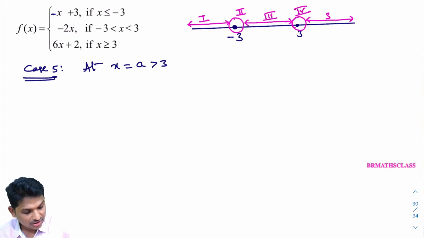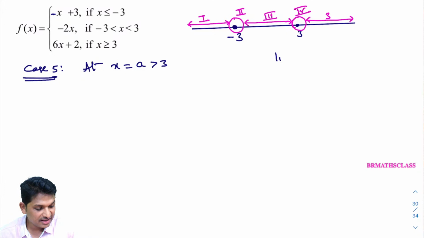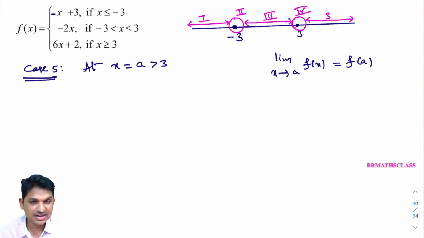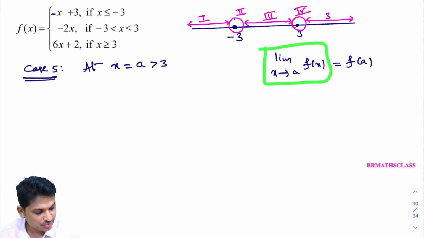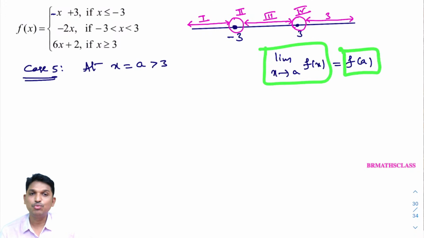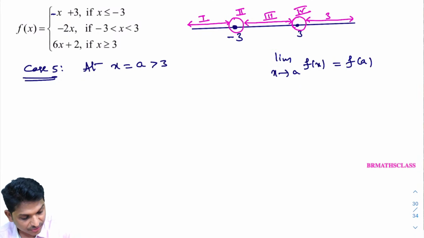Okay, right. So what is the hero of this story? If limit x tends to a, f of x equals f of a, then we say that the function is continuous at x equal to a. So what I'll do, first I'll calculate this one, next I'll calculate this one. If both are equal, then I'll say that this function is continuous at x equal to a.